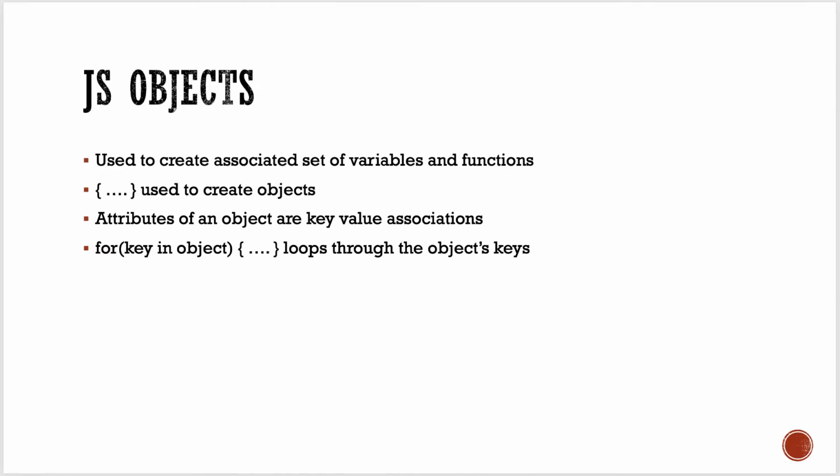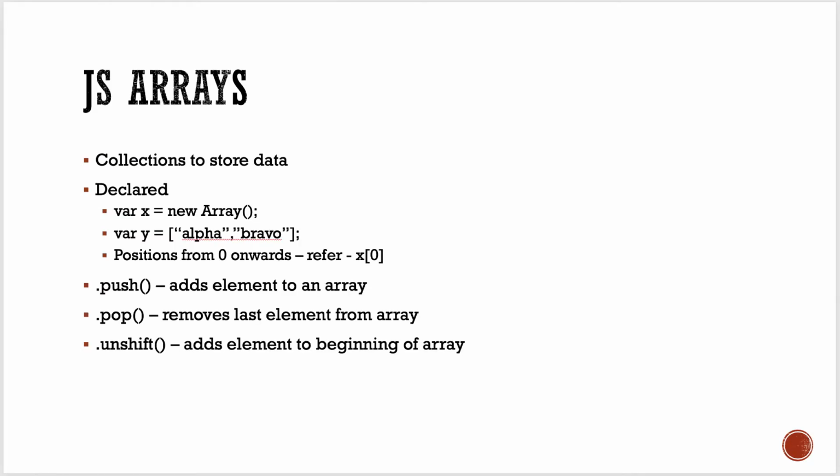To create objects, we've got to use the curly braces, and attributes in an object are really key value associations where you have a key, and associated with that key you have a specific value. You can use for each loops to loop through the keys of an object and the associated values with that key.